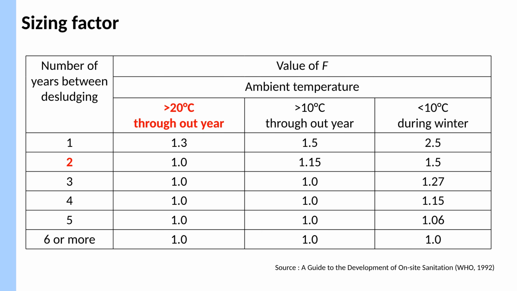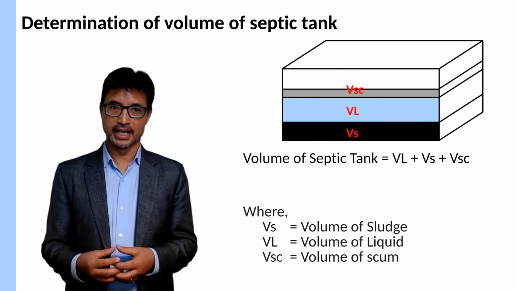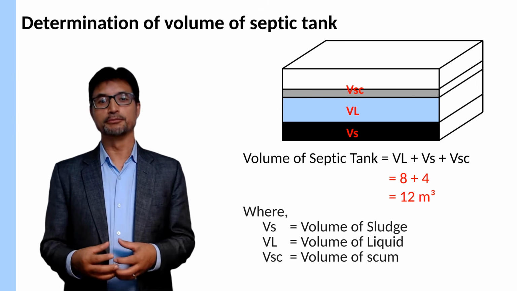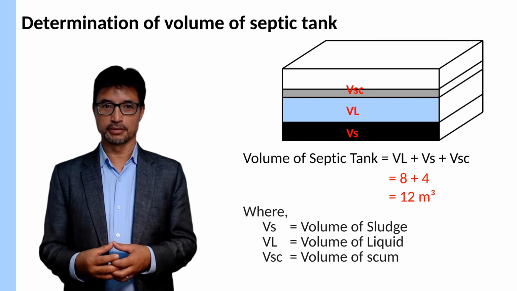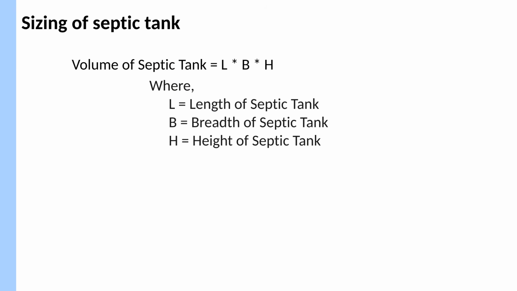As this table shows, colder conditions and shorter dislodging intervals can require a higher sizing factor. For our selected conditions, the appropriate factor is applied to the sludge storage calculation. The sizing factor is selected for temperature 20 degrees Celsius or above, considering the site of the septic tank is hot in climate, and dislodging period 2 years. We can now determine the total volume of the septic tank, which is calculated by adding liquid volume 8 cubic meters and sludge and scum volume 4 cubic meters. This gives a total volume of the septic tank. The next step is to use this volume for dimensioning of the septic tank.